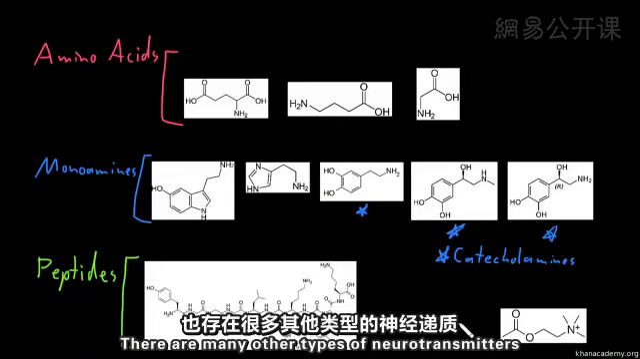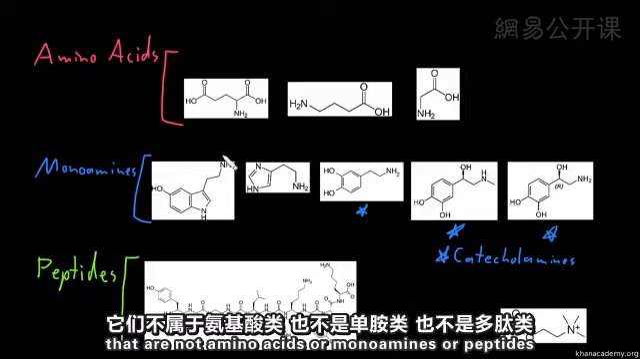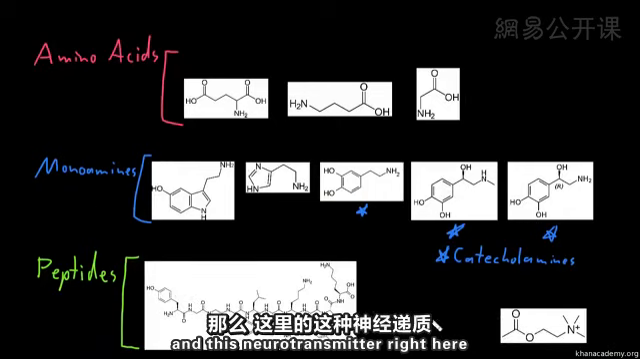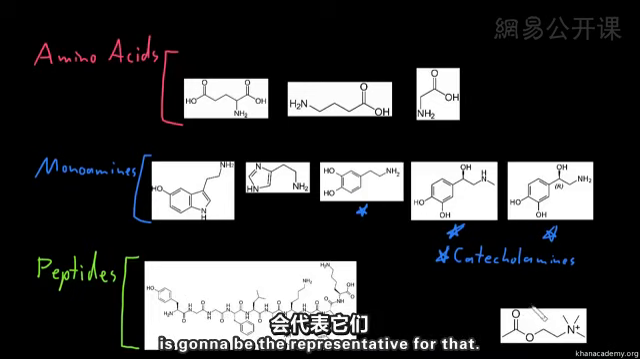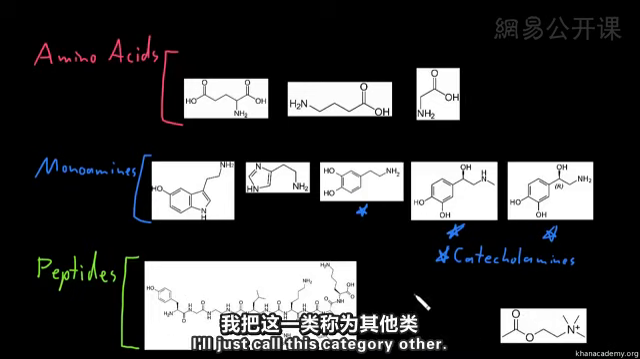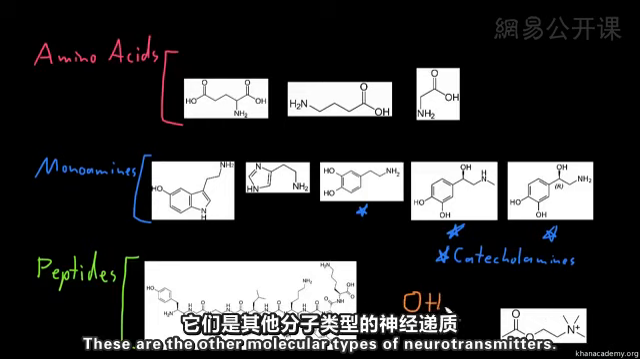And then there are many other types of neurotransmitters that are not amino acids or monoamines or peptides. And this neurotransmitter right here is going to be the representative for that. And so I'll just call this category other. These are the other molecular types of neurotransmitters.